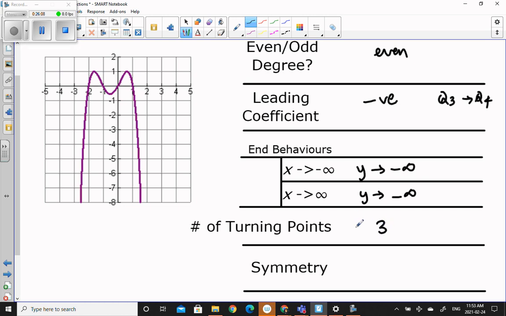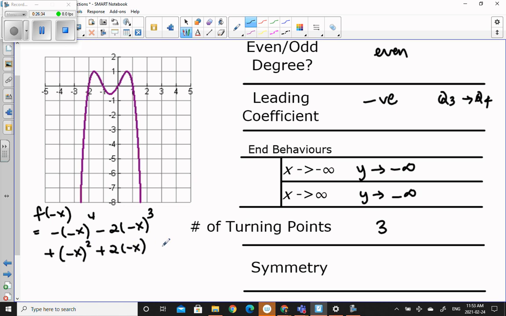So 3 turning points. And if you tried f of minus x to find symmetry, you get minus of minus x to the power 4 minus 2 times minus x to the power 3 plus minus x squared plus 2 times minus x. And you'll find that this is not equal to negative f of x, and it's not equal to f of x. So its symmetry is none. It's neither odd nor even.